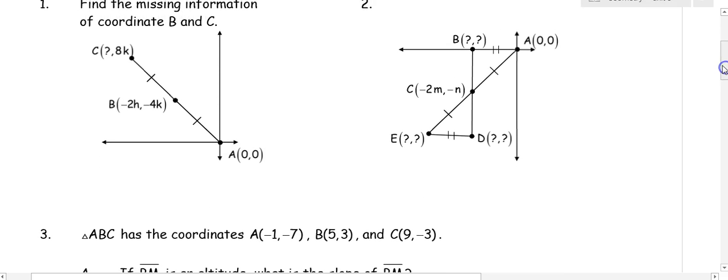So we already have B, and because these two have tick marks, that means that those lines are congruent, and B is in fact a midpoint. So if we have a midpoint, we're trying to find the endpoint. We want to double it then to get our C points. So our C point then is going to be negative 4h and negative 8k, because we want to double both of those values.